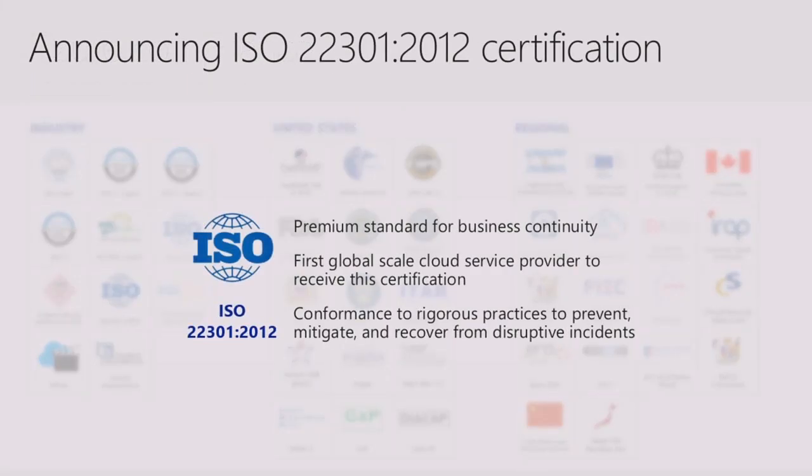And we continue to invest in our compliance portfolio. The most recent one we have is ISO 22301. This is a premium standard for business continuity, and basically what this means is that we have the people, the processes, and the tools in place to make sure that we can prevent, mitigate, and recover from events that might cause service-impacting outages to our platform.